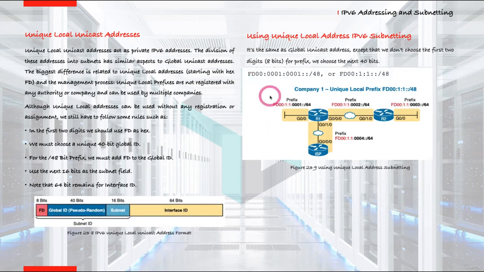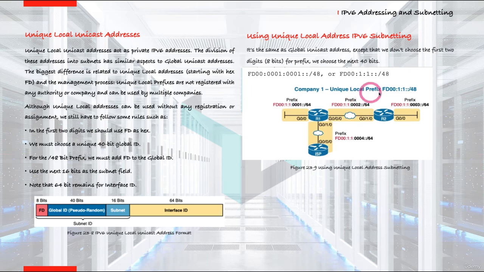Let's take a look at the example here. FD00:0001:0001::/48 prefix was used. Our first 3 blocks were used in this way. We can also write as short as FD00:1:1::/48. We can write by omitting the zeros here. This has become our unique local prefix.